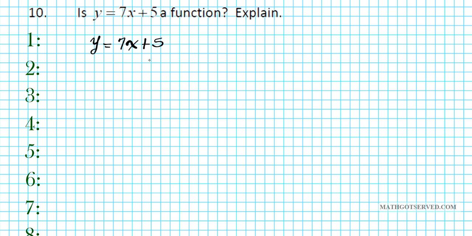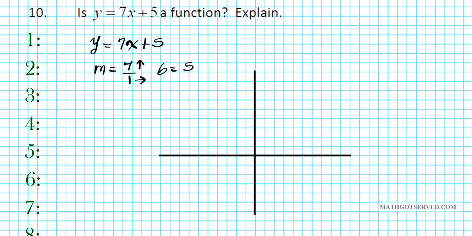In this equation right here, m, the slope, is the coefficient of x, 7/1. The y-intercept is 5. So starting from 5, we're going to rise 7 units and run 1. Okay, so let's go ahead and generate the graph of this function. So we have the y-intercept is 5. Let's label our axes first. This is my y, that's my x.